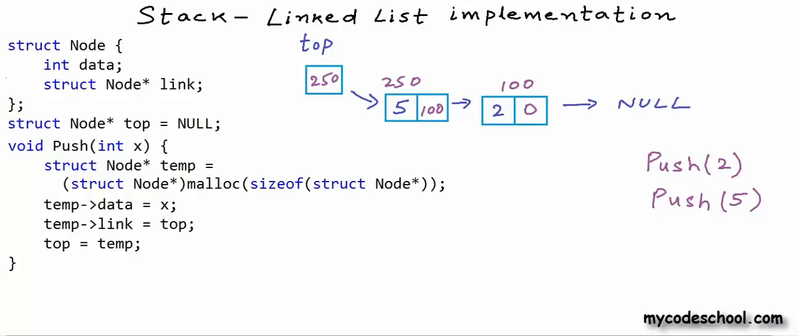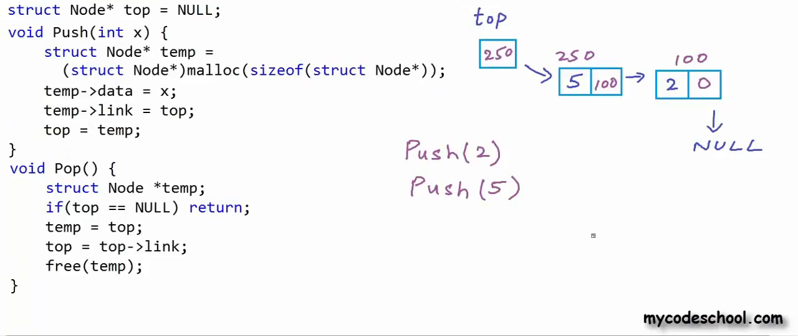Top here is a global variable, so we do not need to pass it as argument to functions. It is accessible to all the functions. In an object-oriented implementation, it can be a private field, and we can set it as null in the constructor. Okay, let's now see how pop function will look like. This is my pop function.